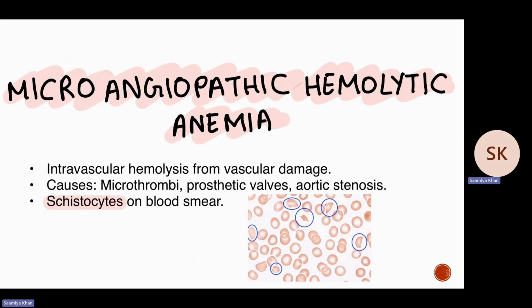Next is microangiopathic hemolytic anemia, and this intravascular hemolysis is going to happen because of vascular damage. So we know vessels can be damaged due to microthrombi formation, like in thrombotic thrombocytopenic purpura, or due to the presence of prosthetic valves and aortic stenosis. Whenever RBCs pass through this damage, they are going to get mechanically damaged, and this will lead to the formation of schistocytes that can be seen on blood smear.